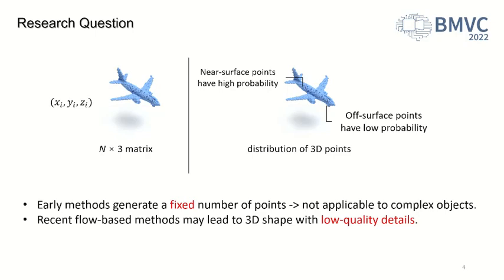Based on the related work I just mentioned, there are two research questions. Early methods usually consider the point cloud as an n by 3 matrix, and they generate a fixed number of points, which limits their flexibility. On the other hand, recent flow-based methods produce point clouds by sampling from the distribution of 3D points, which can generate arbitrary resolutions, but the generated 3D shapes probably have noises and low-quality details. So, to solve these issues, we propose a new method for 3D point cloud generation from a single image.